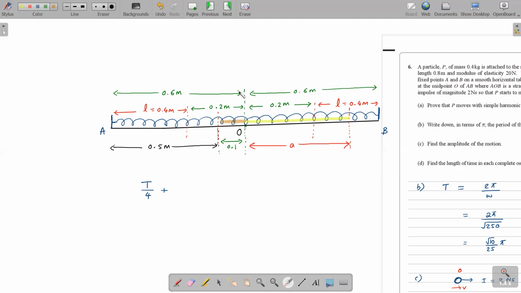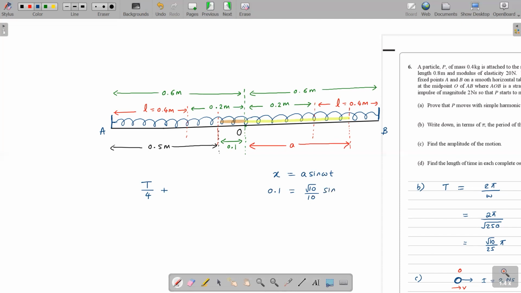This section. So for this one, I can find the time using x equals a sine omega t. X equals a sine omega t applies when you start your movement from the center. So I will use x equals a sine omega t and get the time duration for this small section. X is 0.1, the distance moved from the center. Amplitude is root 10 over 10.